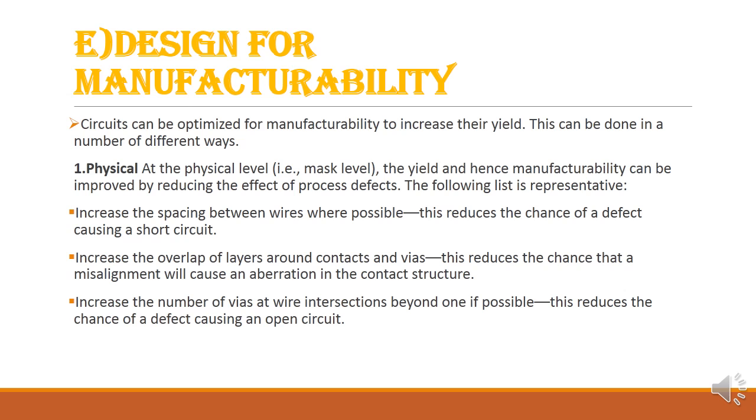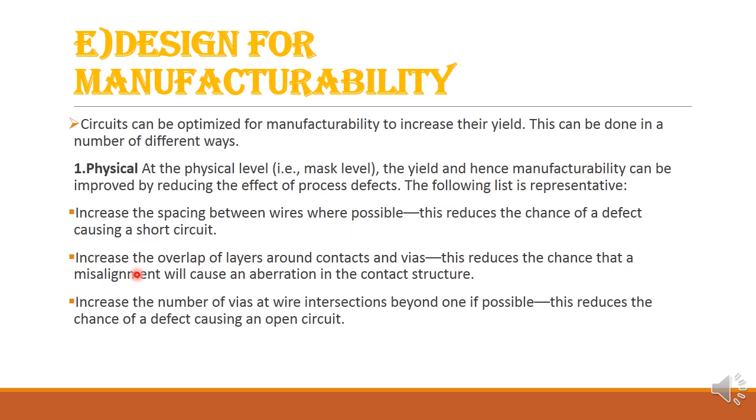The next one is design for testability. The circuits can be optimized for manufacturability to increase their yield. This can be done in different ways. The first one is physical. At the physical level, the yield can be increased by reducing the effect of process defects, that is, increasing the spacing between the wires where possible. If you increase the spacing between the wires, then definitely the short circuit problem can be avoided.